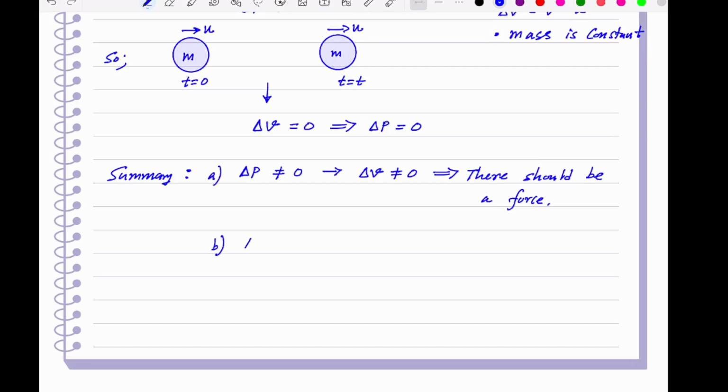Second one, when delta p is equal to 0, that means delta v should be equal to 0. That means there is no speed difference or velocity difference. This tells you that there shouldn't be an external force. So this should be pretty clear.